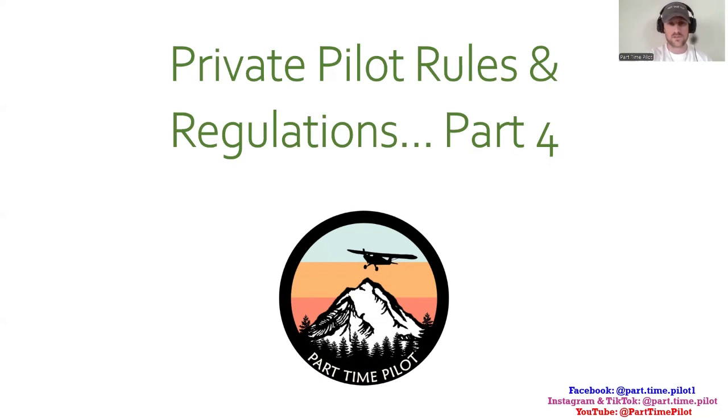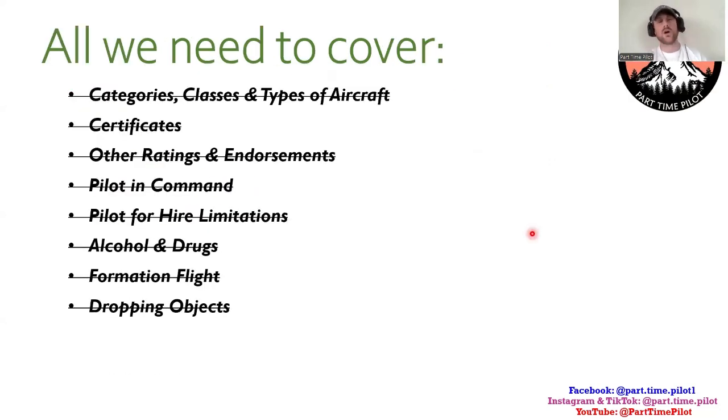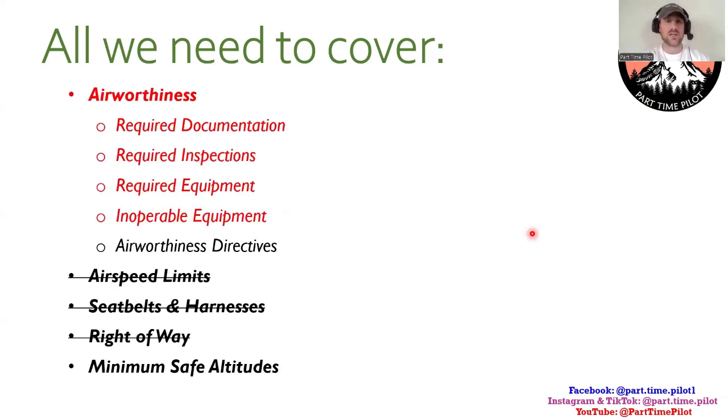All right, okay. So this is all we wanted to cover for the private pilot rules and regulations. In parts 1 through 3 of this live series, we've already covered things like categories, classes, and types of aircraft, certificates, other ratings and endorsements, pilot in command, pilot for hire. You guys can read, so I'm not going to list them all off. We also did airspeed limits, seatbelts and harnesses, and right of way.